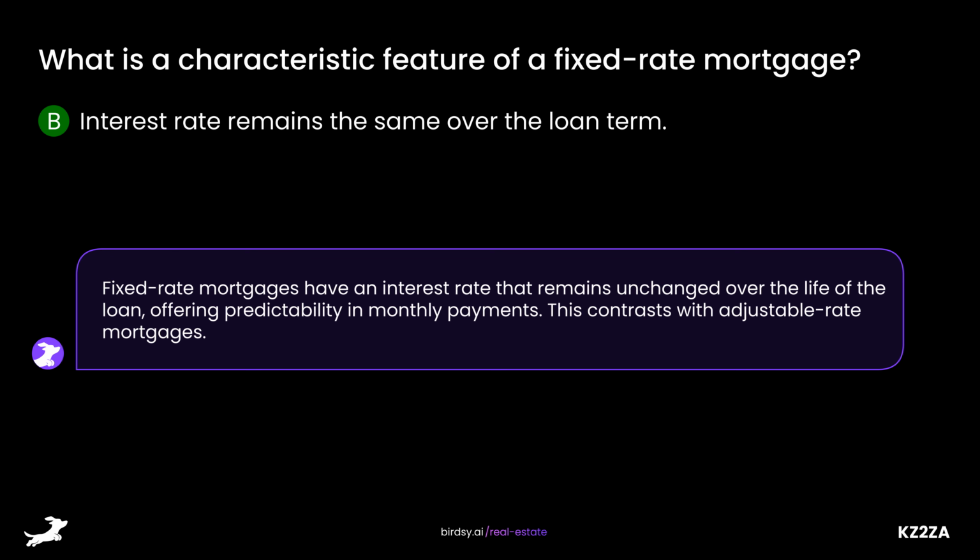Fixed-rate mortgages have an interest rate that remains unchanged over the life of the loan, offering predictability in monthly payments. This contrasts with adjustable-rate mortgages.